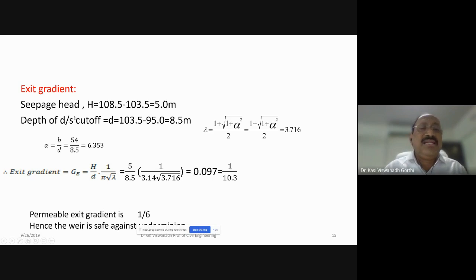Similarly, the CPG head is 108.5, up to which the water is stored, the crest level, the top level. Minus 103.5 is the floor level. So the head causing flow is 5. 5, 1.5, 5, 8.5 and 3.716 are the values to be substituted here, so that you will be getting the exit gradient 1 by 10, whereas the permissible exit gradient is 1 by 6. Hence, the weir is safe.